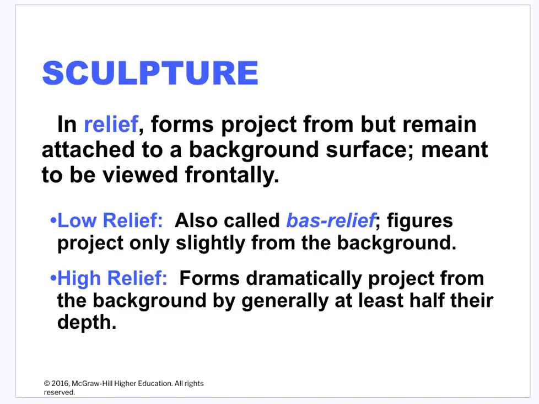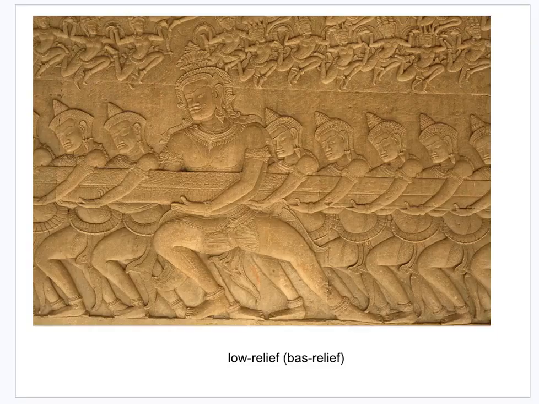And then we have high relief, where the forms dramatically project from the background by generally at least half their depth, and sometimes more. Sometimes things will stick out entirely three-dimensionally from their background. They're attached to it still, but like a hand or something will come completely out of the background. So that's high relief. Kind of makes sense. Low relief is low to the surface. High relief is sticking out much more. And so we'll look at this example, and then we're going to kind of compare the two.